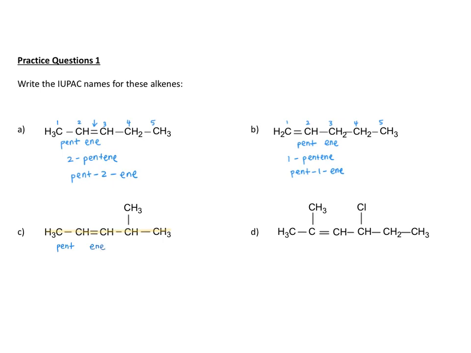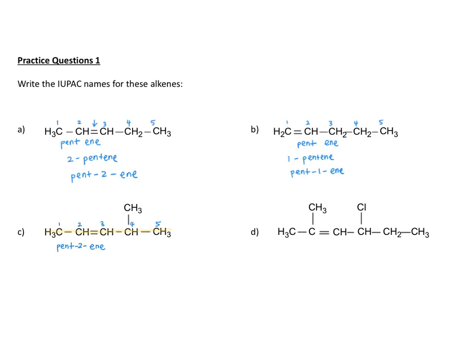We also want to indicate the position of the carbon-carbon double bond, and we must number the carbon chain to give the double bond the lowest possible number. So we will start numbering from the left because that will give it the lowest possible number. So we have 1, 2, 3, 4, and 5, and we can see that the carbon-carbon double bond starts on carbon 2. So we can indicate this by saying 2-pentene or pent-2-ene. Okay, let's follow the more modern way of naming, which is pent-2-ene.